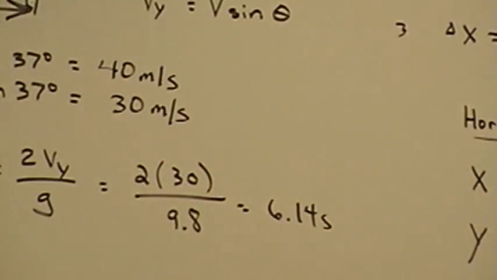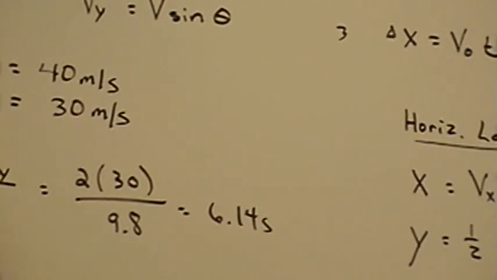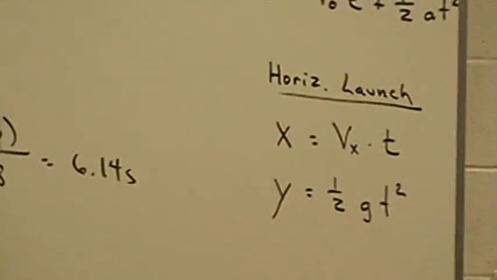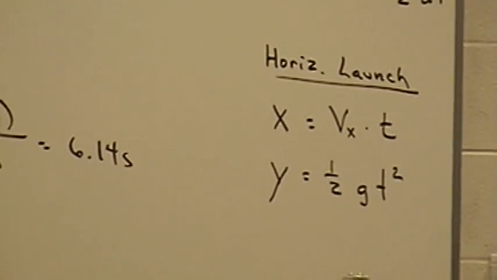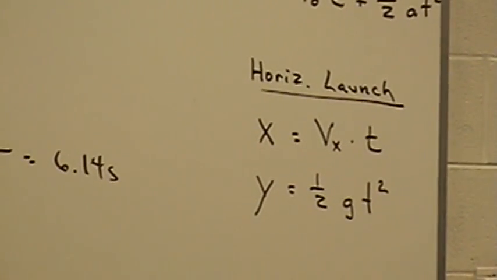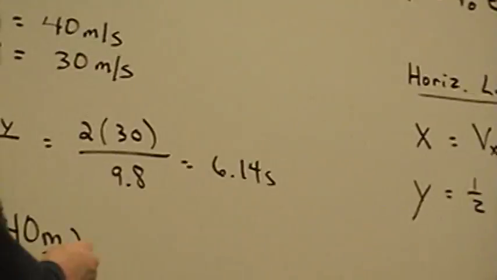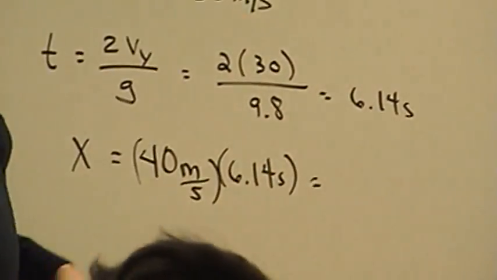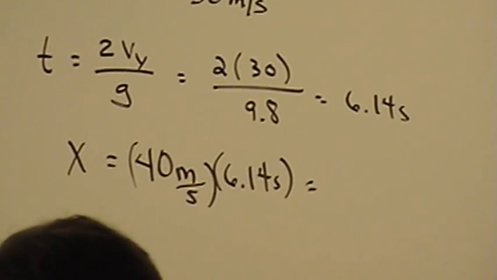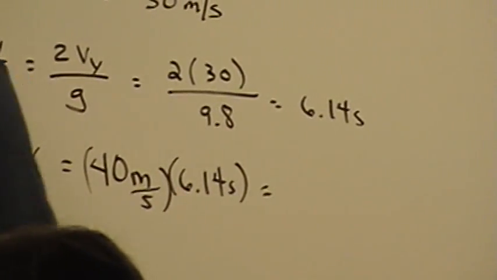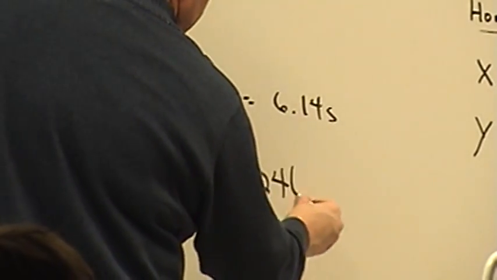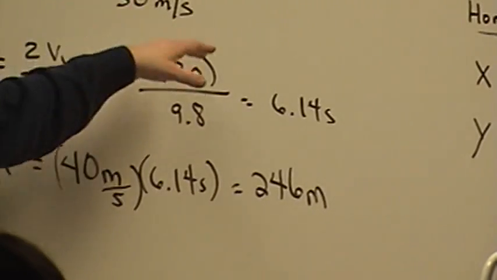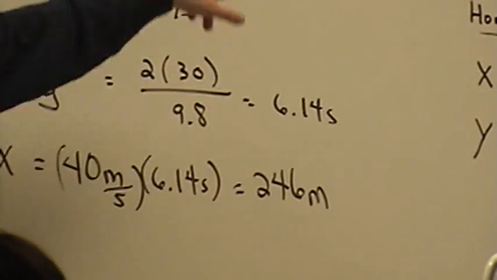Let's say you want to find out how far it goes. Remember this equation going in the x direction? The velocity in the x direction stays the same the whole time. So you can take that velocity in the x direction of 40 meters per second. If it goes 40 meters per second for every second it's in the air, and it's in the air for 6.14 seconds, you can figure out how far down the field it would go. About 246 meters.